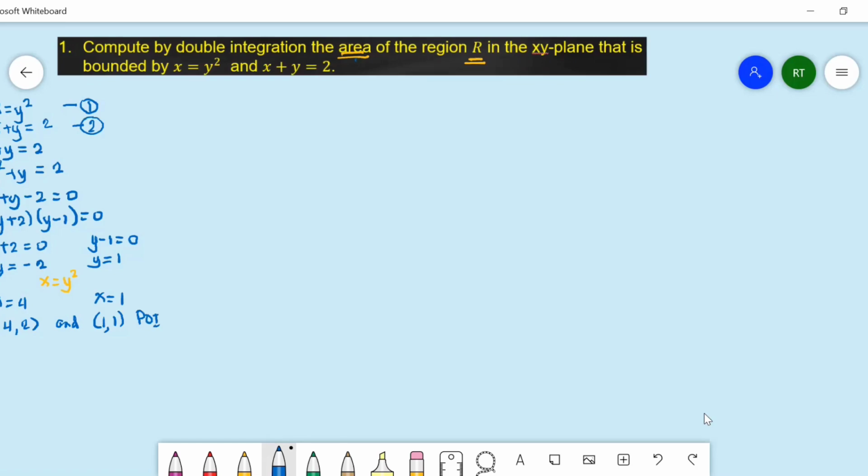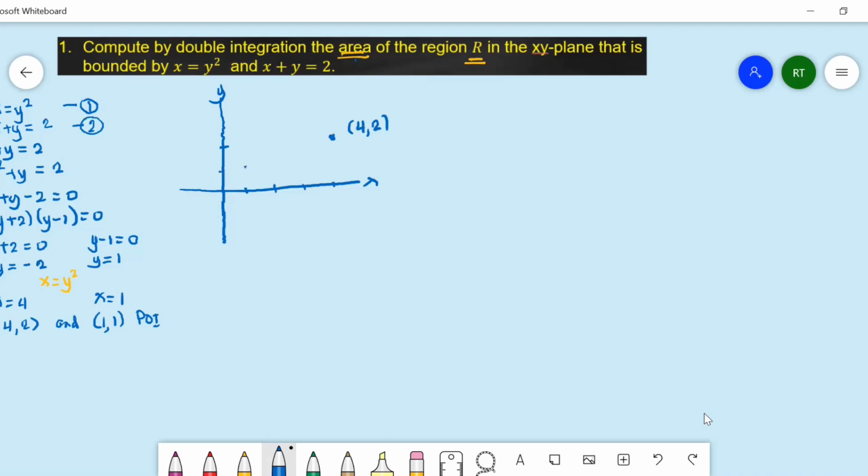Let us sketch the region R in the xy plane. Let this be the x-axis and y-axis. We have a point of intersection at x is equal to 4 and y is equal to 2. Let us label it 4, 2. And another point of intersection at 1, 1.